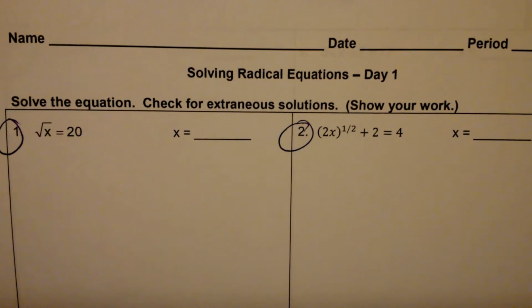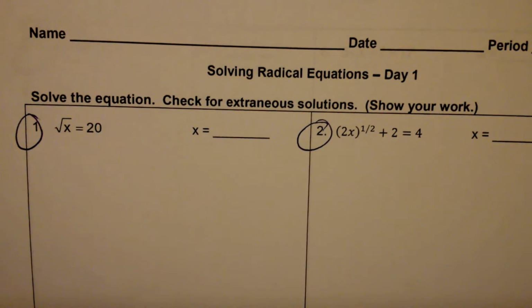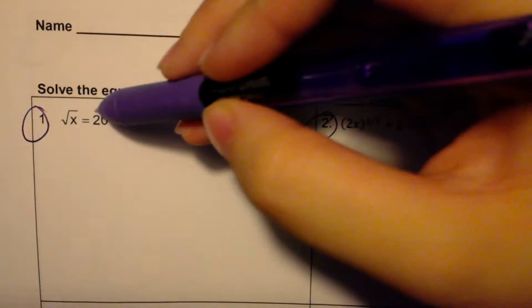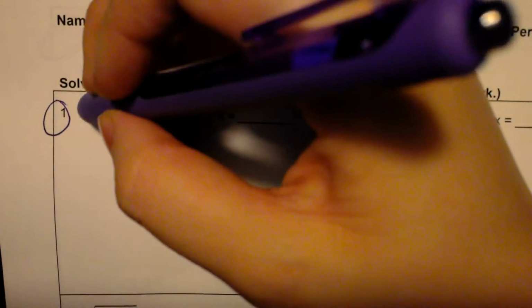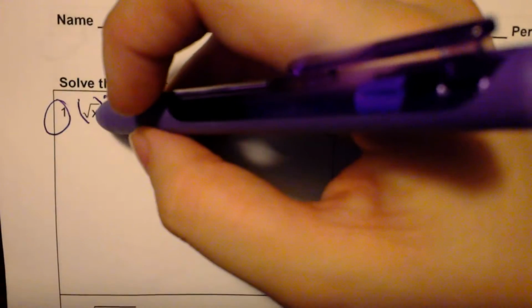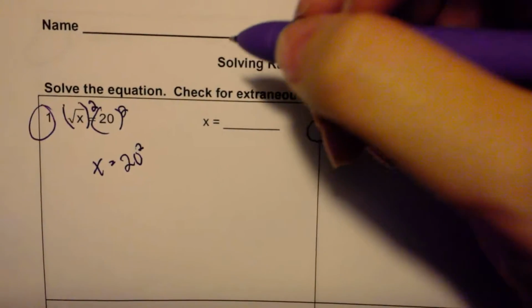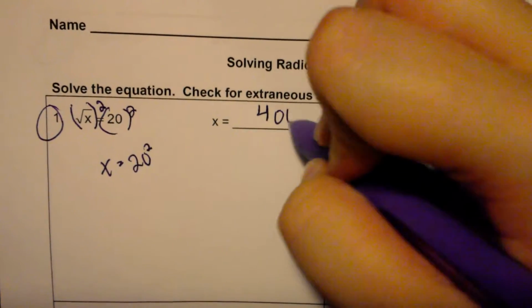I know there's at least one extraneous solution for a problem on here, and I'll talk about it when I get to it. So number 1, the square root is isolated. It's on one side of the equation by itself. So the opposite of square root is square, so I'm going to square both sides. So that leaves me x is equal to 20 squared. 20 squared is 400, so x is 400.